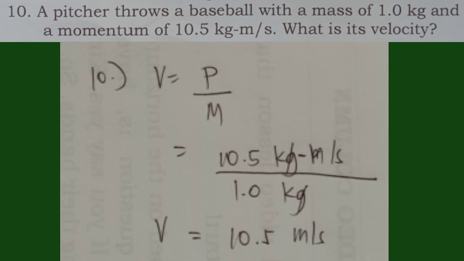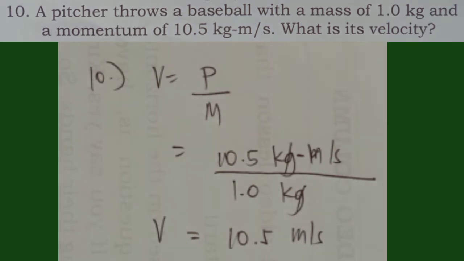So the answer is 10.5, and we cancel out the same unit, which is kilograms, and the remaining unit is meter per second, and we bring it down. Again, the answer for velocity is 10.5 meter per second.